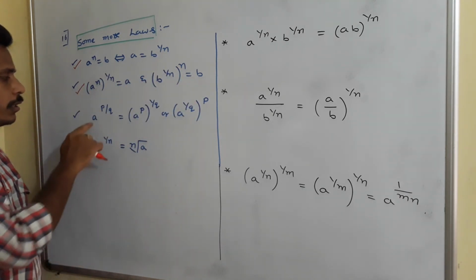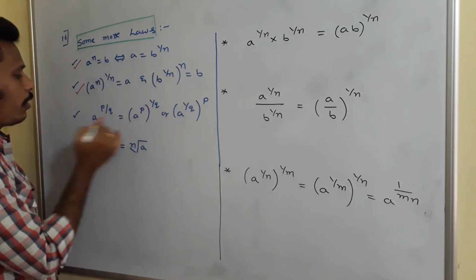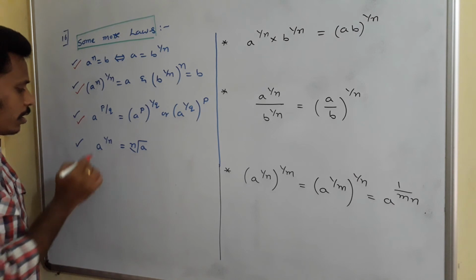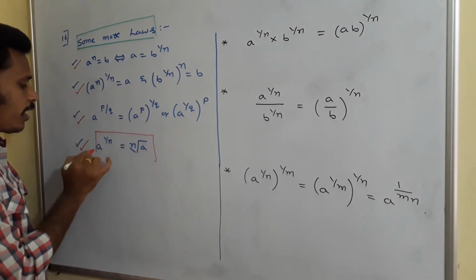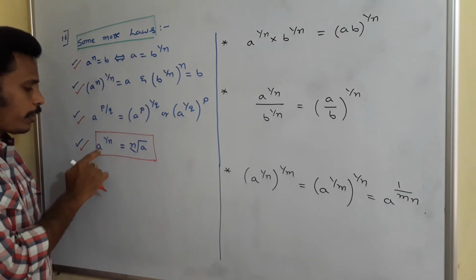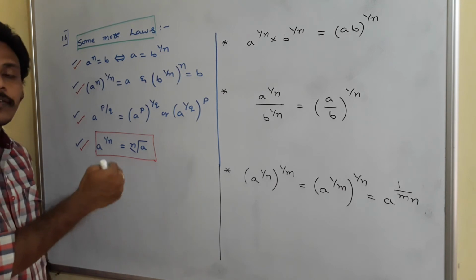Whereas coming to here, a^(p/q) can be written as (a^p)^(1/q), or (a^(1/q))^p. And the last thing, a^(1/n) can be written as the nth root of a. It is just another representation. Exponents with power 1/n can be written as the nth root of a. And now based on this, we have some more laws.